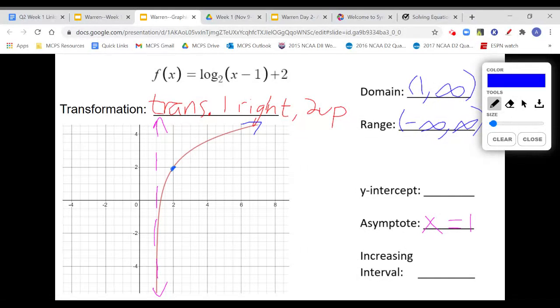Looking here, I translated to the right. So we've talked about how the parent function does not have a y-intercept. If I translate left, I get a y-intercept. If I translate to the right, I just move further away from the y-axis. My function still doesn't cross the y-axis. So there once again is no y-intercept. And then looking at the increasing interval, it is increasing again for the entirety of the domain. So from 1 to infinity.